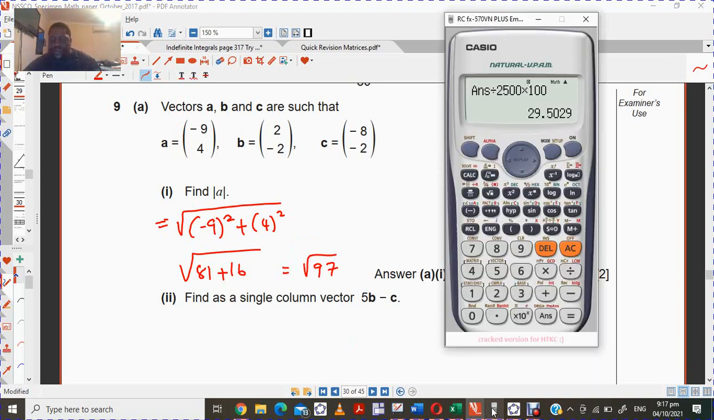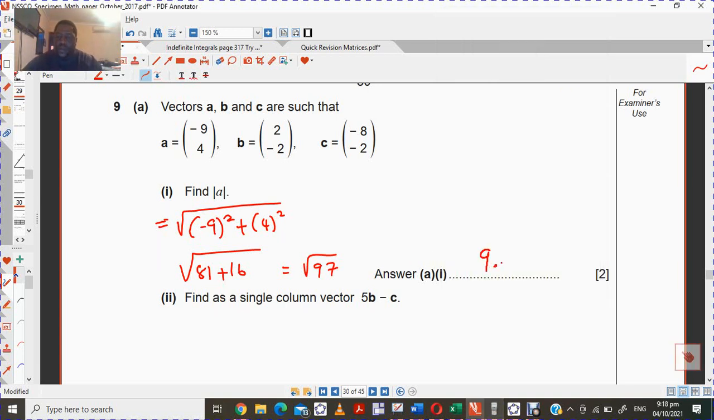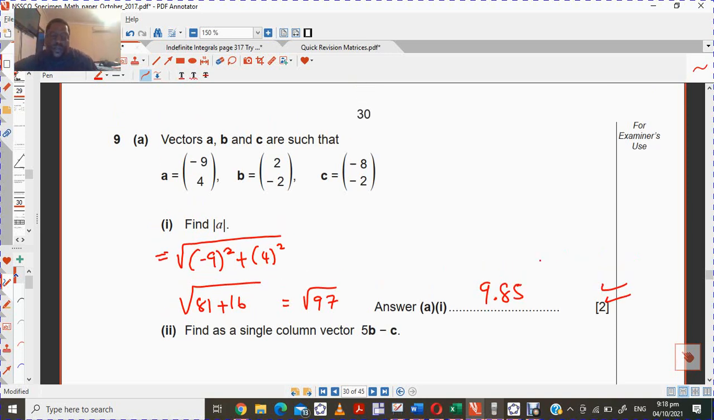Okay, right, so square root of 9 squared plus 4 squared. I don't have to put minus there because I know. And then you can give your answer 9.8488. So 9.85, correct to 3 significant figures.